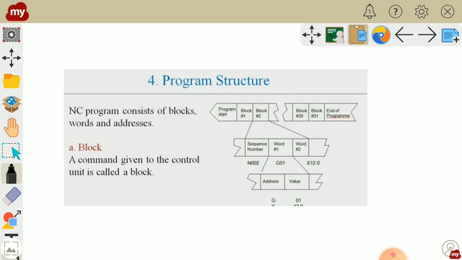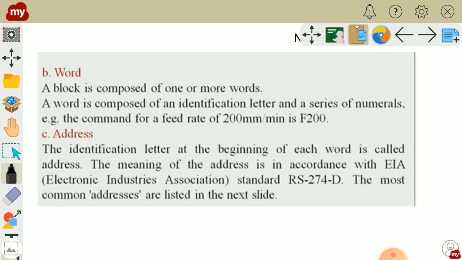Now first we will discuss the block. A block is nothing but a command given to the control unit. Word: a block is composed of one or more words. A word is composed of an identification letter and a series of numericals. For example, the command for a feed rate of 200 mm per minute is F200. We use the symbol F for feed rate and it is 200 mm per minute, so F200 is the word.